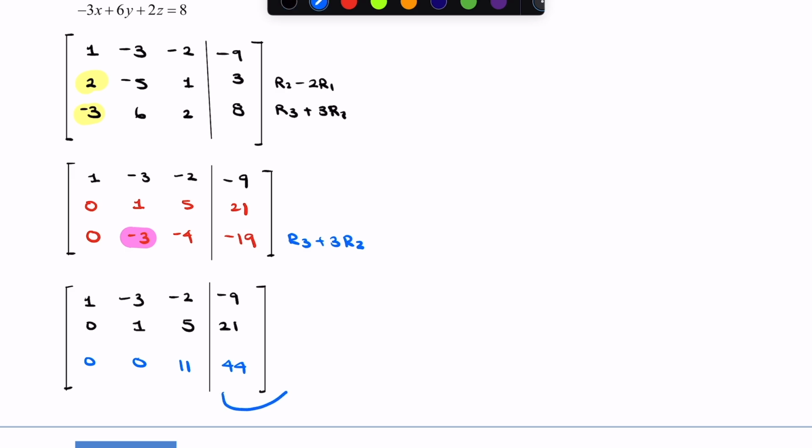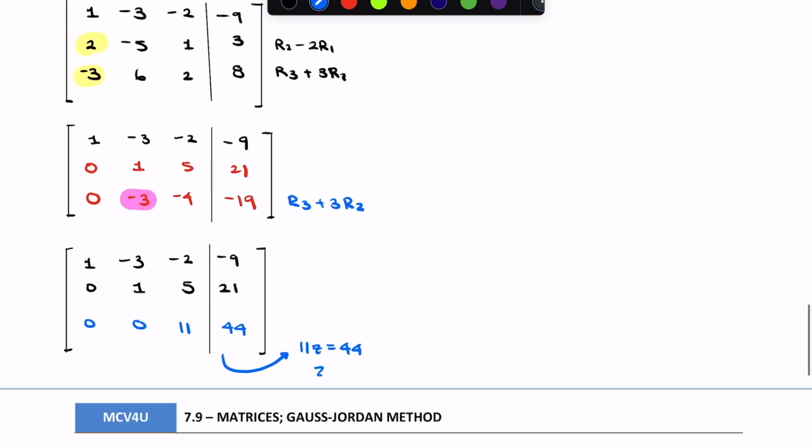Okay, from this, we can see at the bottom that, again, our 11z is equal to 44. And so z is equal to 4. In terms of our second row, we have y plus 5 times z. So 5 times 4, which is 20, is equal to 21. And so here y is equal to 1.